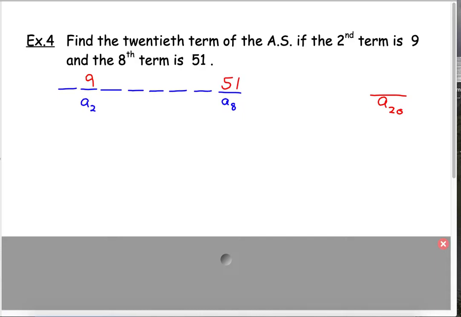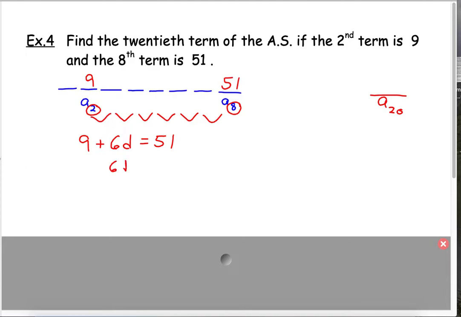So how can I find that? Well, first of all, let's find the common difference. To get from the second term to the 8th term, we have to add the difference once, twice, 3 times, 4 times, 5 times, 6 times. You could just do 8 minus 2 to figure that out. So if I have 9 and I add the common difference 6 times, I should get 51.